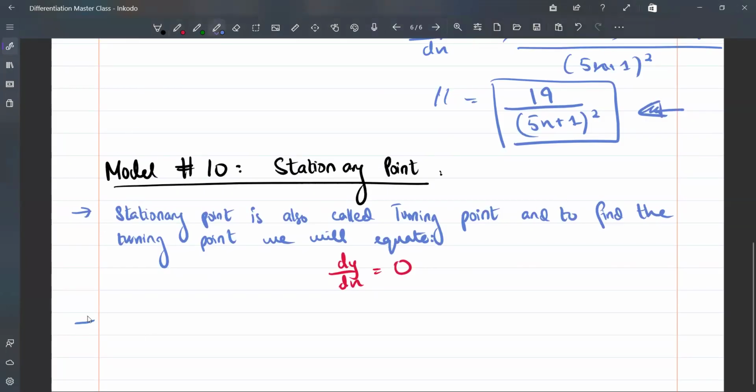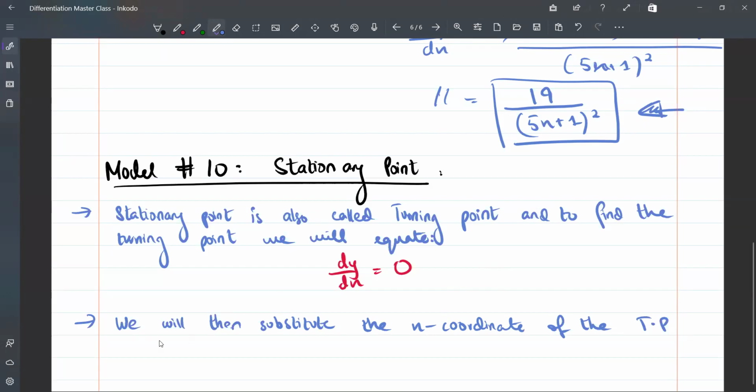And then what we will do is substitute the x coordinate of the turning point in the equation to obtain the y coordinate of the turning point.